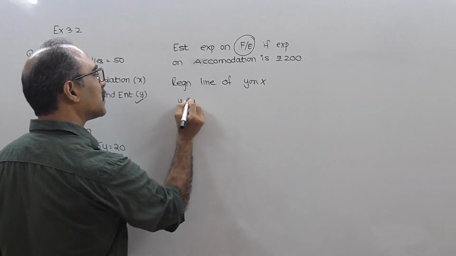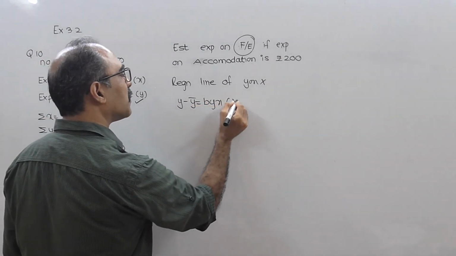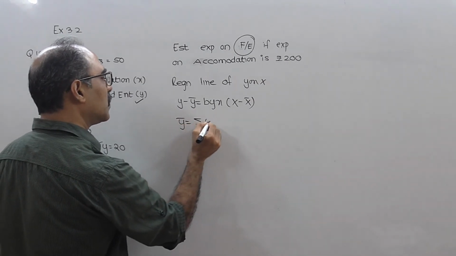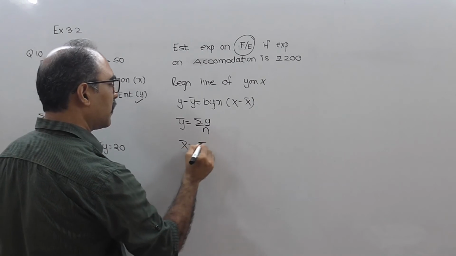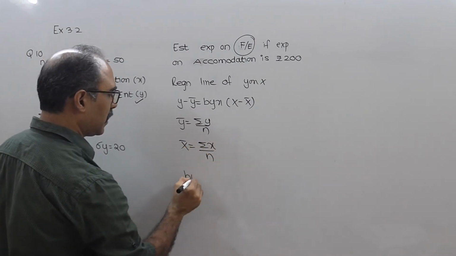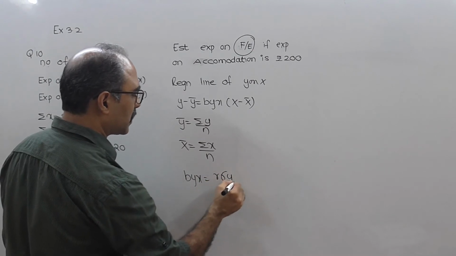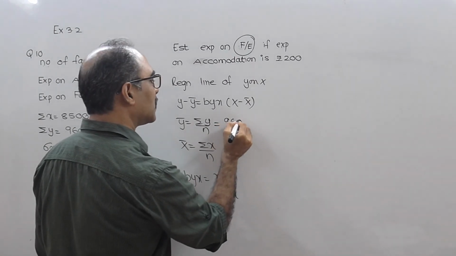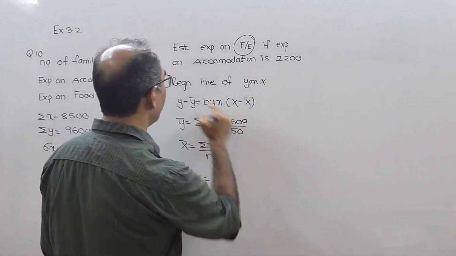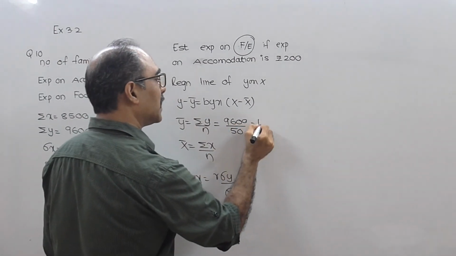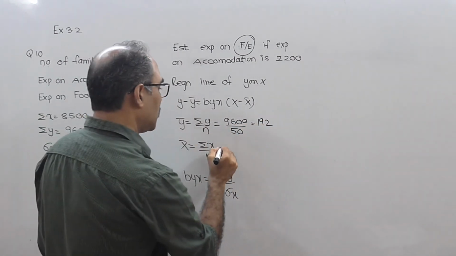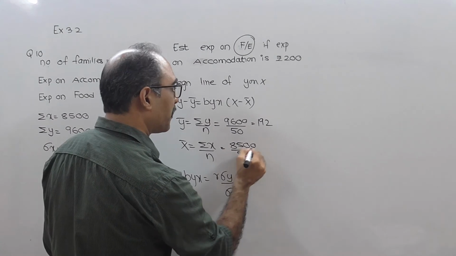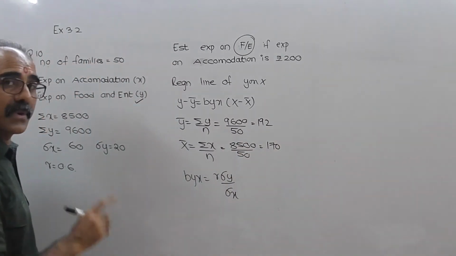The regression line of y on x is y minus y bar equals byx into x minus x bar. So y bar will be equal to sigma y upon n, x bar will be equal to sigma x upon n, and byx will be equal to r into standard deviation of y upon standard deviation of x. Sigma y is given as 9600, n is 50 here, so I hope the answer is 192. Sigma x upon n is 8500 divided by 50. The answer is 170.